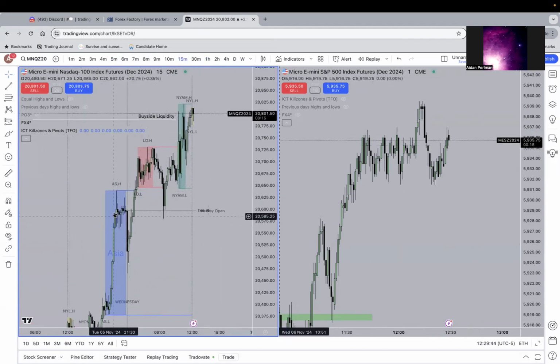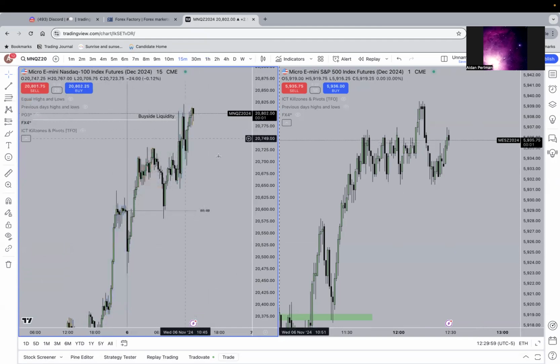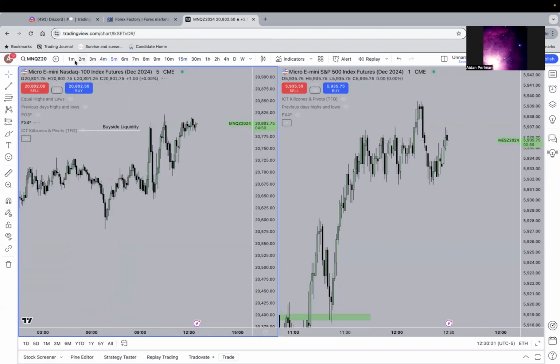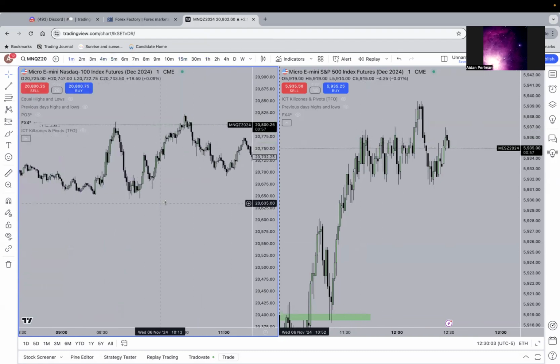But we opened and we immediately distributed to 50% of this leg, and then we displaced up above that high. And then we came back down, respected midnight open, and then kept going higher. So pretty bullish to at least that high, going into market open today.